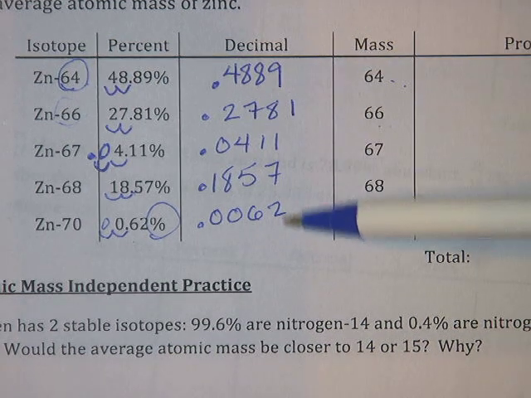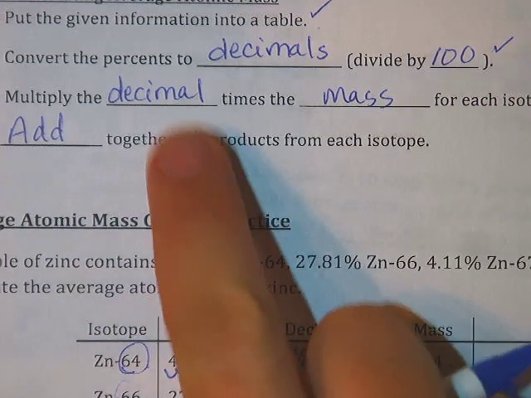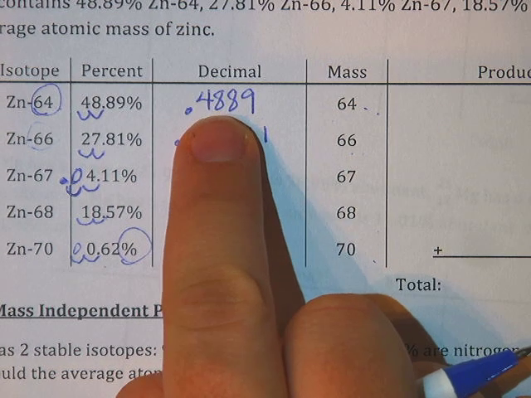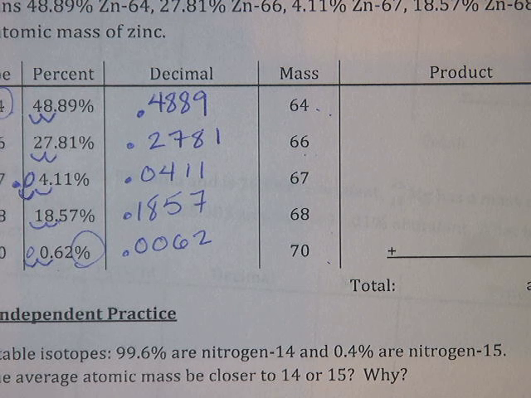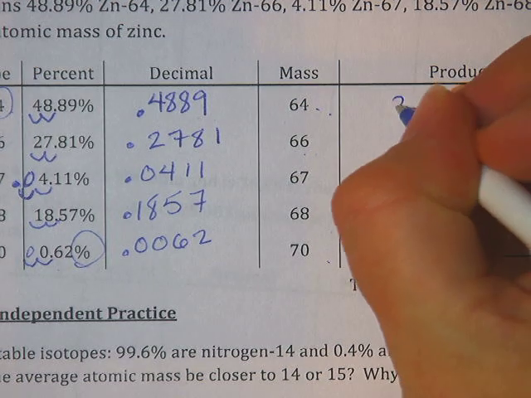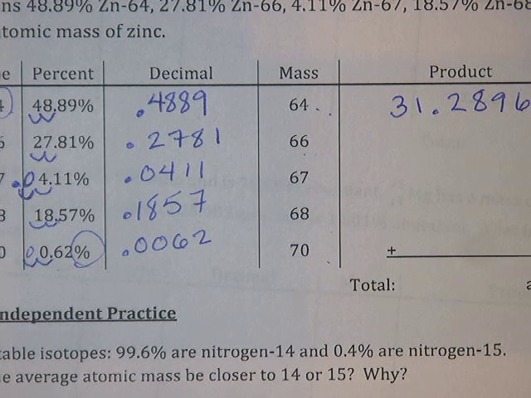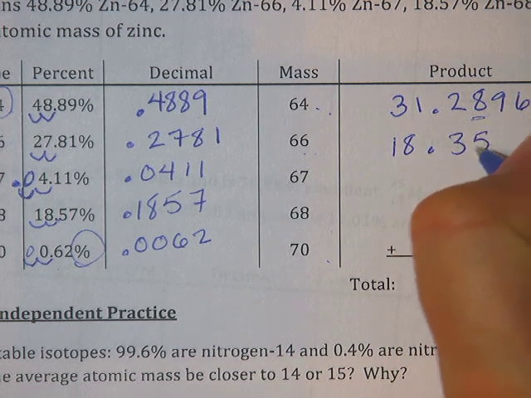So we've now made decimals. Our next step is to multiply. Check this off. We did this. Good job. Step 3, multiply the decimal times the mass. So get your calculator, and you're going to do 0.4889 times 64. And you don't have to write down all of these digits. I'm going to go ahead and do it just to keep you from being confused. If you want to round to like the hundredths place, you can. Or you can write down all the digits. I'll leave it your choice.